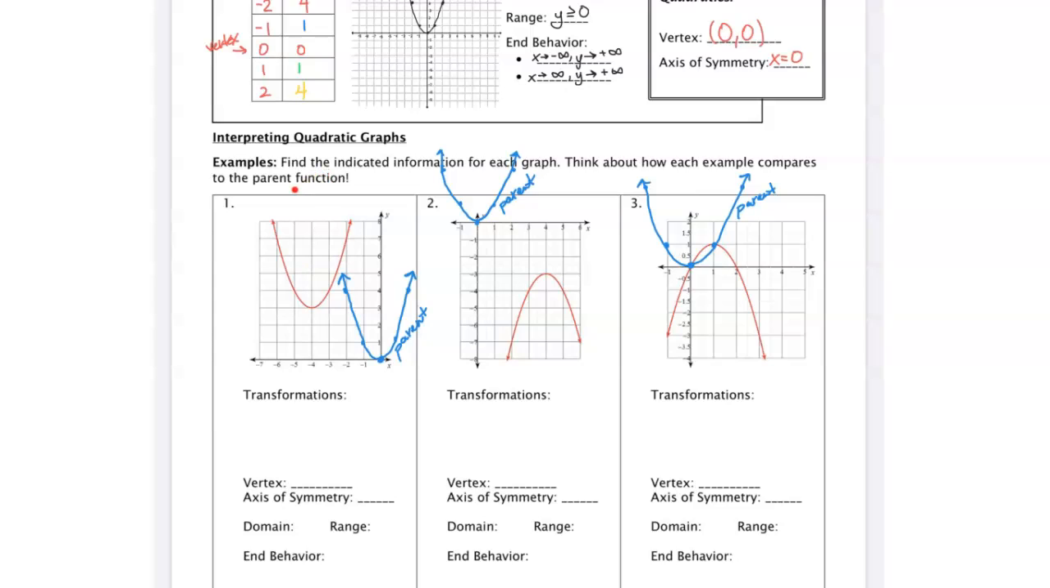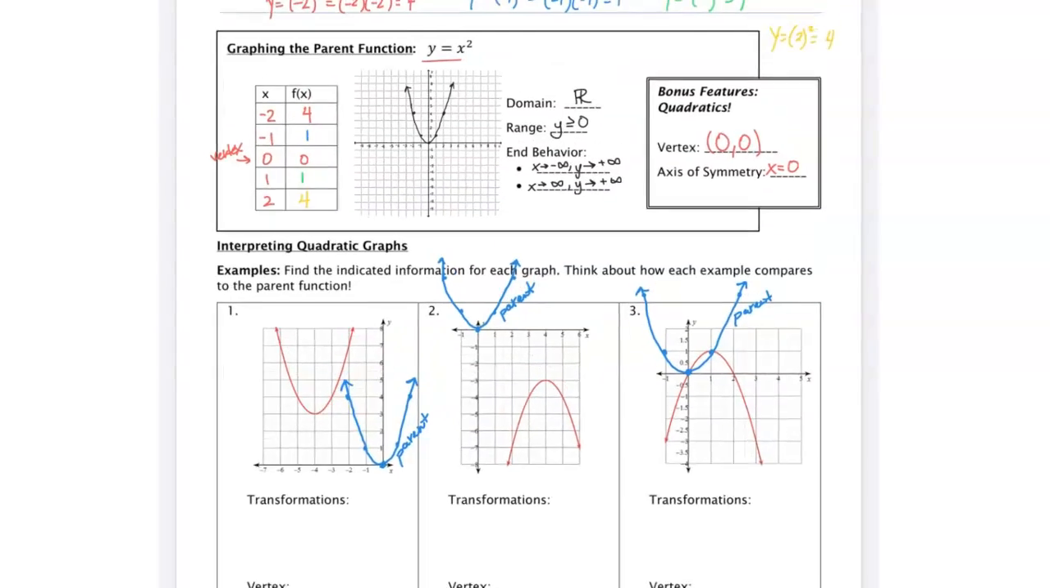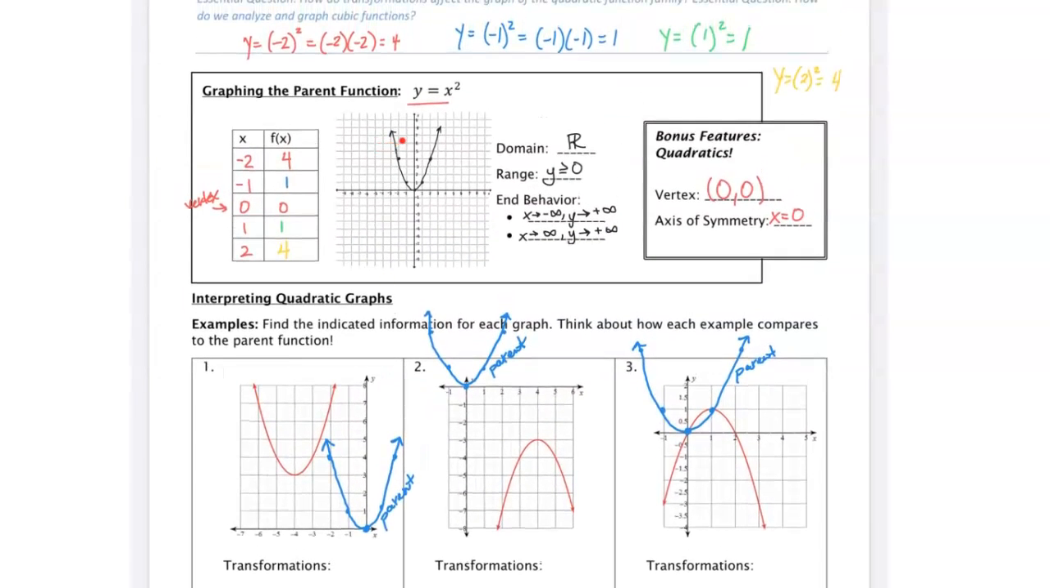And in order for us to do so, we're going to find the indicated information for each graph and think about how each example compares to the parent function. I've kind of drawn in each of the parent functions for numbers 1, 2, and 3. So the parent function, remember, looks just like the one up above here, whereas our points are listed.